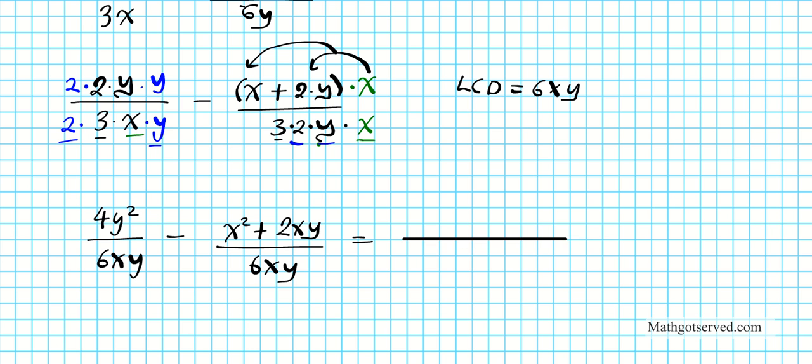If we combine both fractions, we'll have the LCD as 6xy. The denominator is 6xy, and then we're going to have 4y squared. On the right side, we'll distribute this minus to both terms, to the x squared and the 2xy. That changes the sign to the opposite. So x squared becomes negative x squared, and 2xy becomes negative 2xy. So there goes your final result.